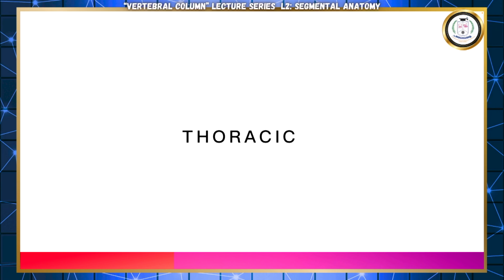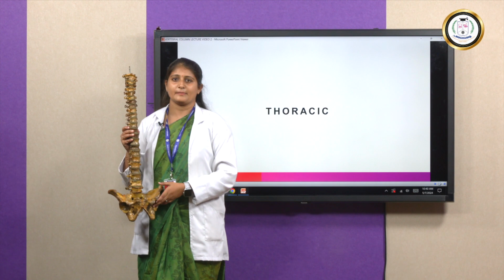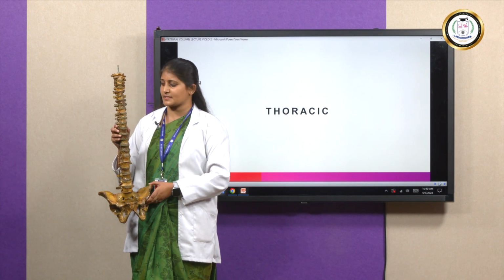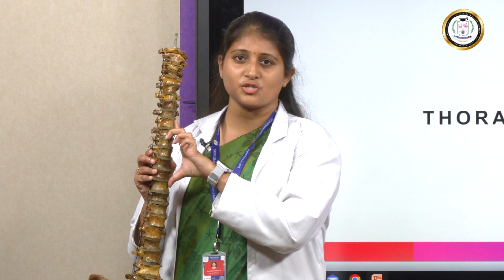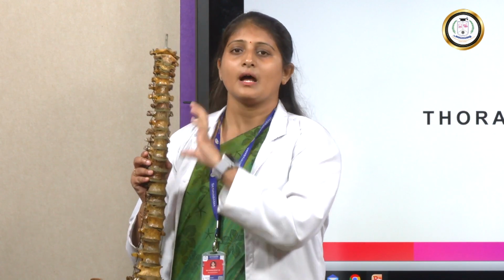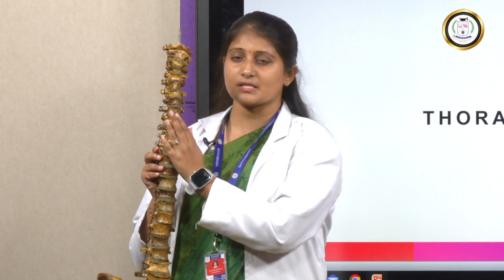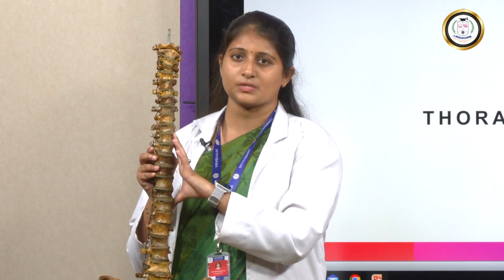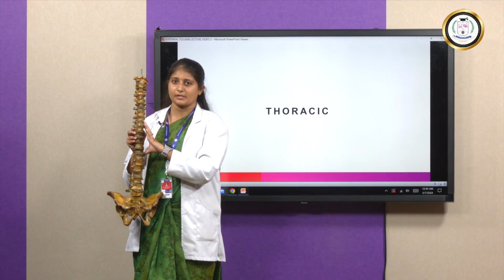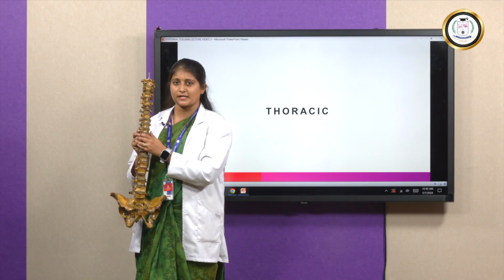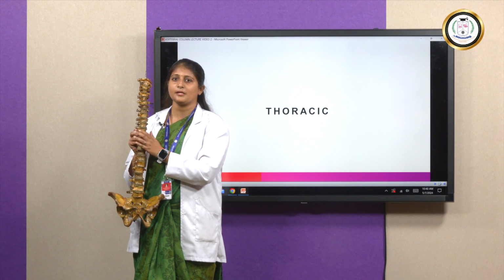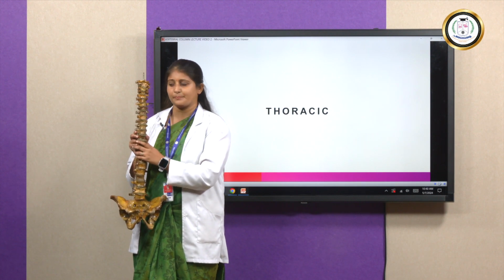Then we'll move on to the next segment, which is the thoracic segment. So the second segment here we have is the thoracic segment, which is going to be a junction between the cervical and then the lumbar region. This is the thoracic segment. It includes 12 thoracic vertebral bones. This thoracic segment is going to connect the thoracic cage or rib cage.